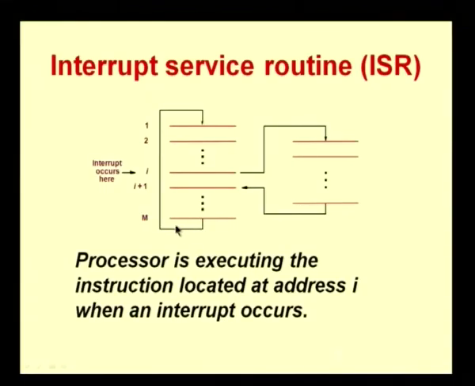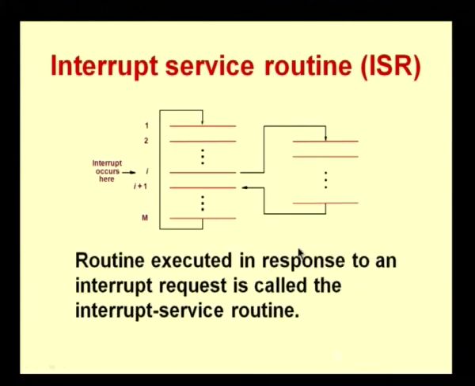You have your processor executing some set of instructions. Let us say we have instructions going from 1 to m, okay, and when a particular instruction I is being executed, an interrupt occurs. That is, the instruction located at address I is being executed. At this time, an interrupt has occurred. So, what are we saying? We said that the processor will stop whatever it is currently doing, right, and then it will service the interrupt service routine. So, let us see what will happen then.